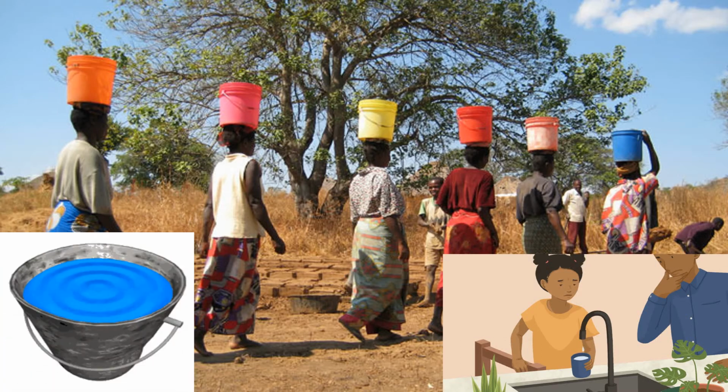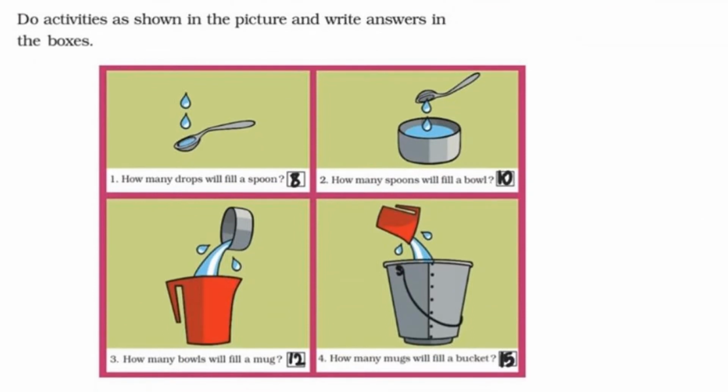Now students, let's do the activities as shown in the picture and write answers in the boxes. Number 1. How many drops will fill a spoon? Now, you have to take a spoon and fill water drop by drop. Here, Sita did these activities. She found that 8 drops of water are needed to fill a spoon.